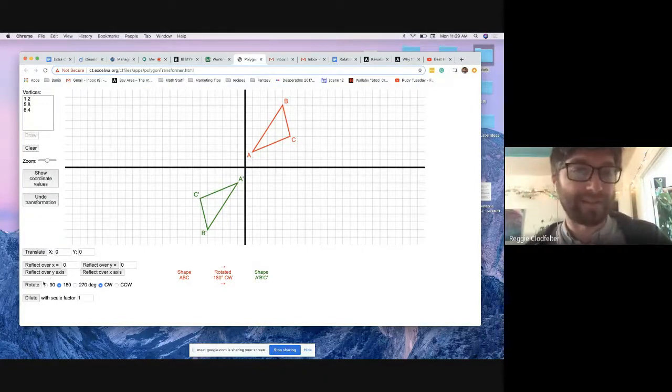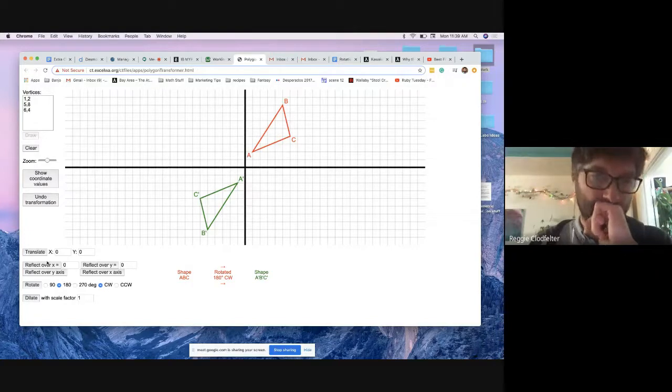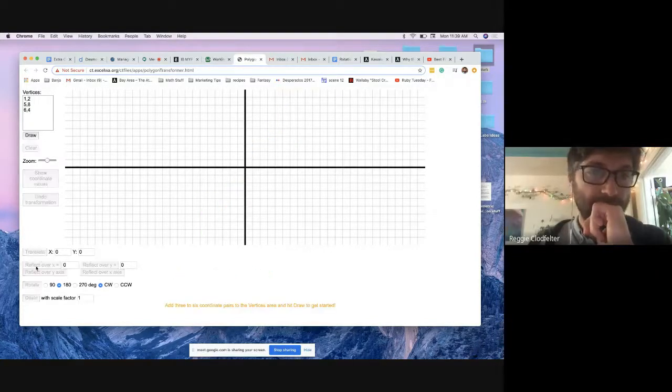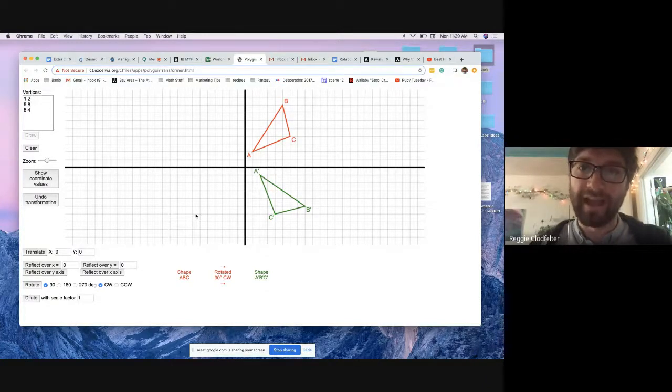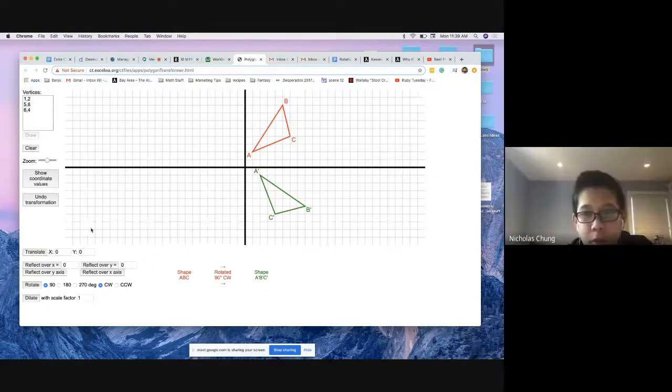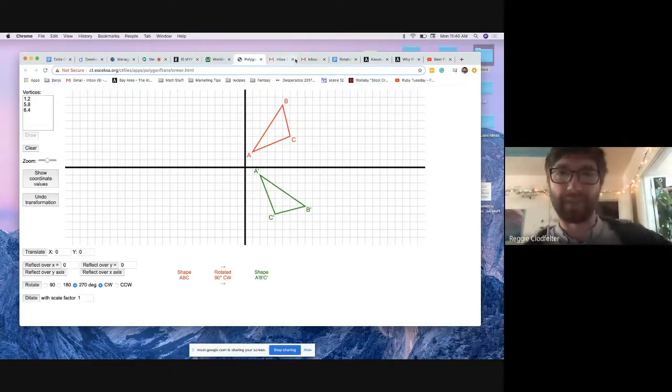Can someone tell me if there's any difference between rotating 180 degrees clockwise and 180 degrees counterclockwise? No. No difference. It's going to be exactly the same. Now, if I were to rotate 90 degrees clockwise, how many degrees would I have to rotate counterclockwise to have the same image? 270. Close. 280 would be a bit off. And why 270? Because that's 3 times 90. 90, 180, 270. Or 360 minus 90. Exactly.